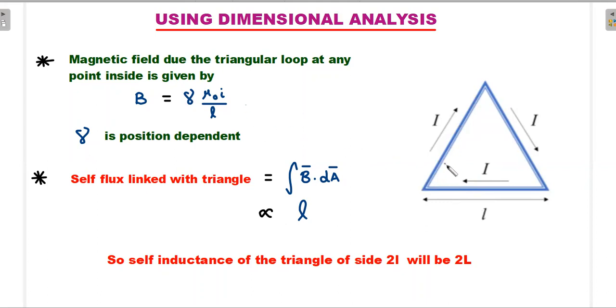Now, what's this value of gamma? Yes, it will depend on which position you're talking about. So we all will agree that gamma is a position dependent quantity for all points inside the triangle. Now, how do you calculate the self-inductance?